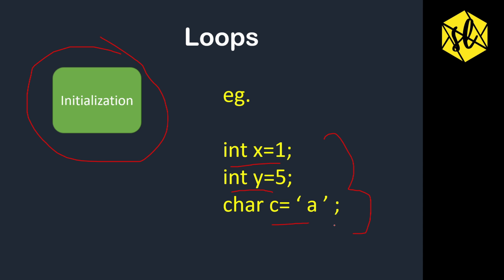Basically in initialization part, a variable is declared and a value is stored in it. This is what initialization means. We will repeat. Basically in initialization we just declare a variable and give the variable an initial value, which is called initialization. Now let's move to condition part.